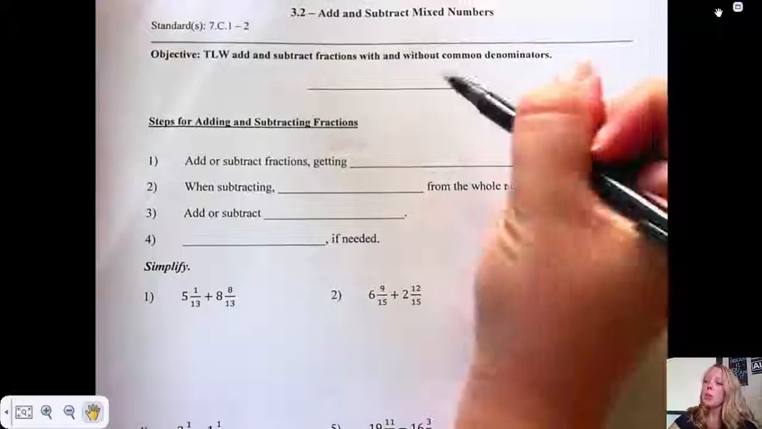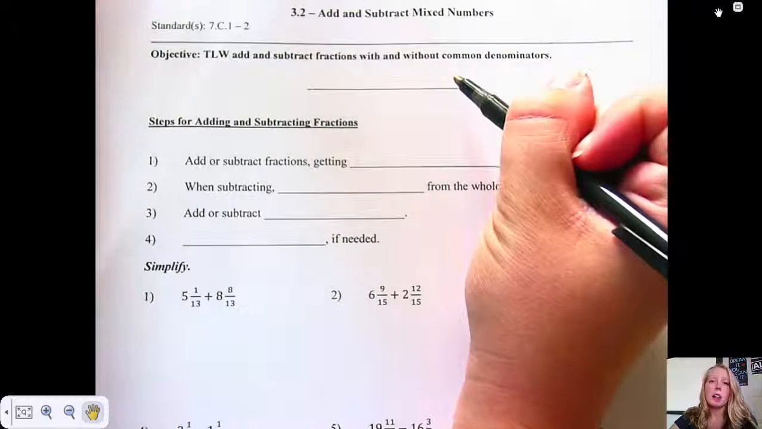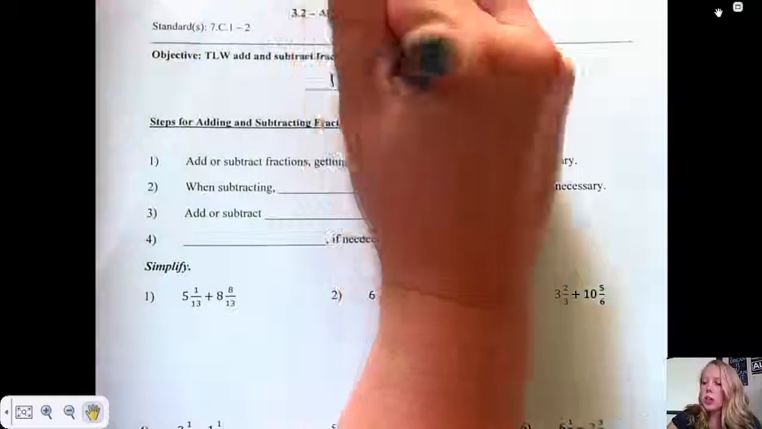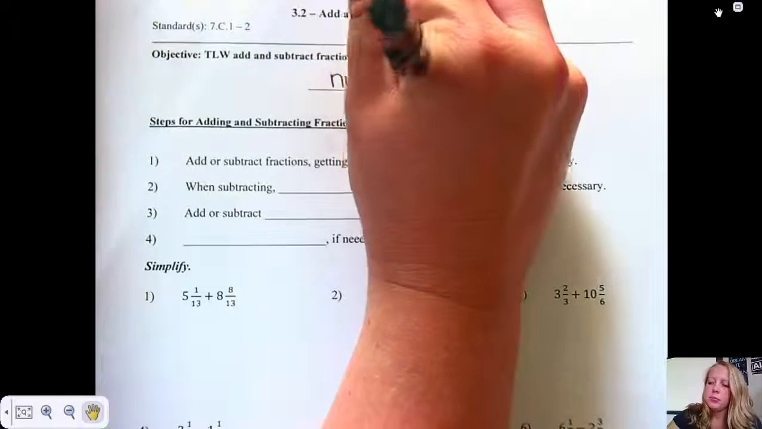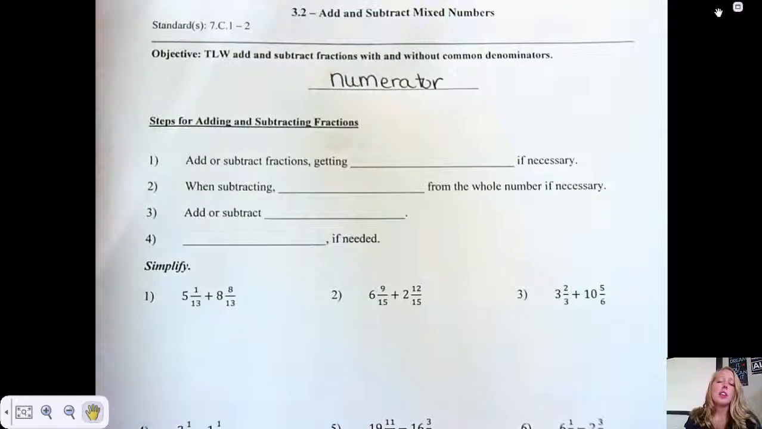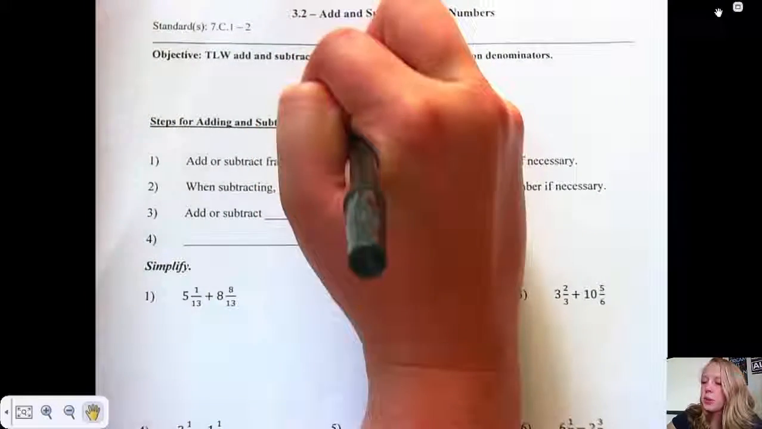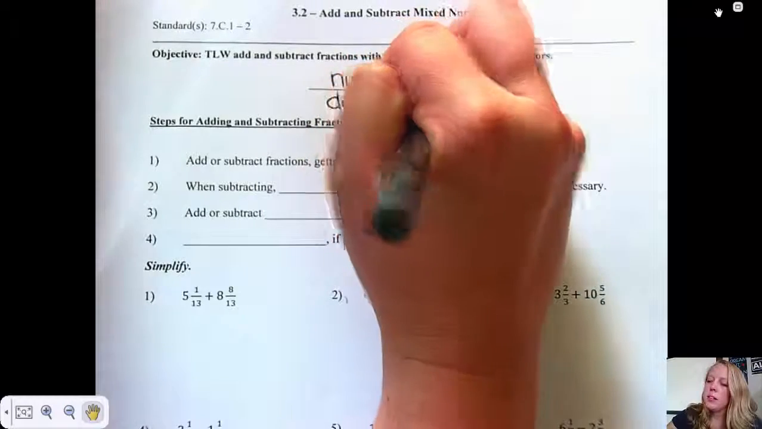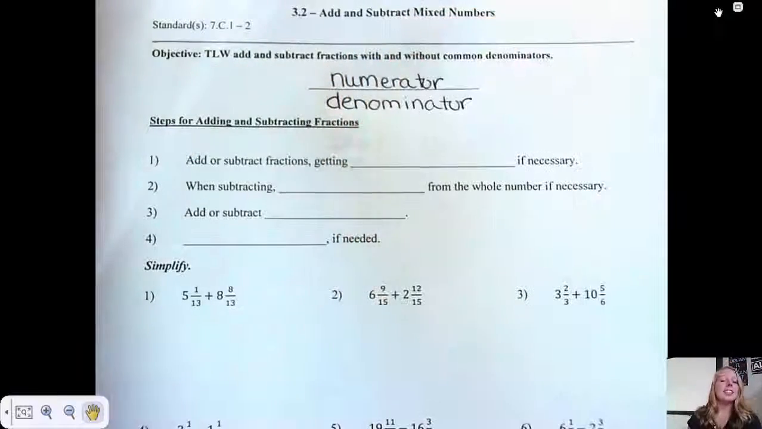Let's review. What's the top number of a fraction called? Write down what you think it is and check with me. Should say numerator. Write down what you think the bottom of the fraction is called and then check with me. It's the denominator. So numerator on top, denominator on the bottom.